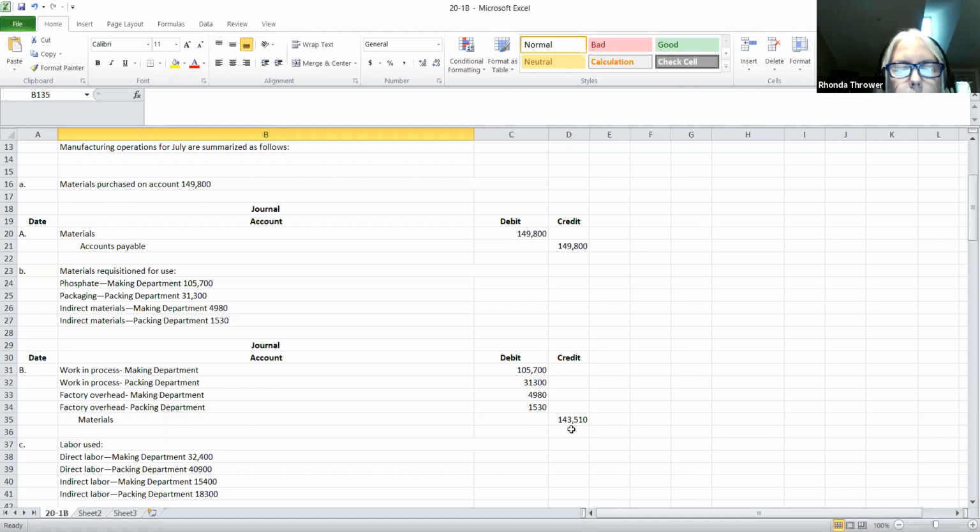All of these direct materials and indirect materials are going to be reduced or come out of the asset account. To reduce an asset, you would credit. So I simply added all my debits and I credited it to the materials asset account. And that's the journal entry to enter direct materials into process and account for indirect materials in factory overhead.